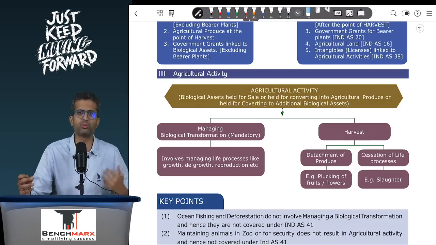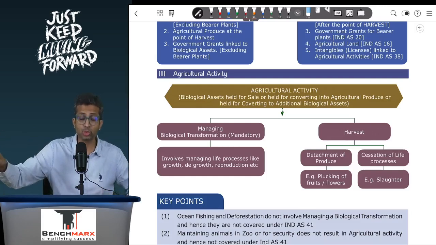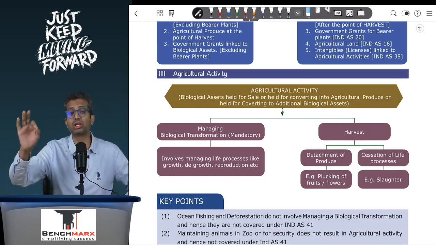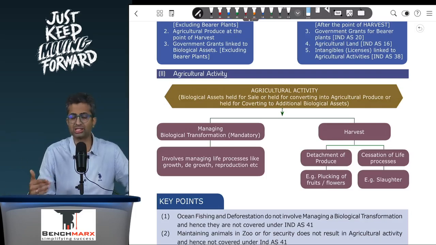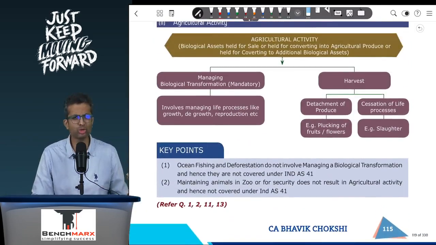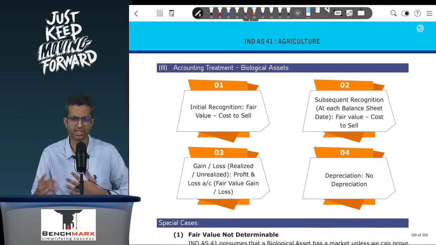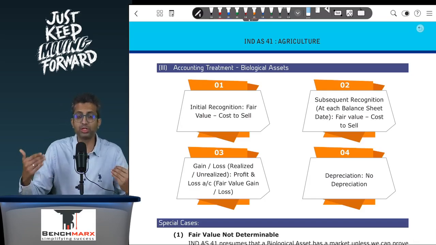So if not 41, where will they get covered? Well, probably Ind AS 16, because Ind AS 16 excludes biological assets which are held for agricultural purposes. It does not exclude every biological asset. So if the biological asset is not covered under Ind AS 41, it can go back to Ind AS 16. So there's a sum also on this which we will be discussing today. The more important part is not identification. In my opinion, it is the accounting.